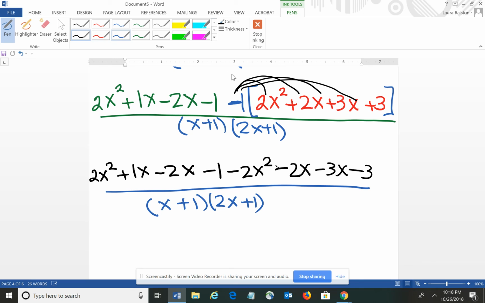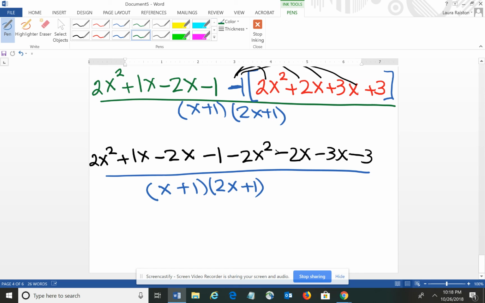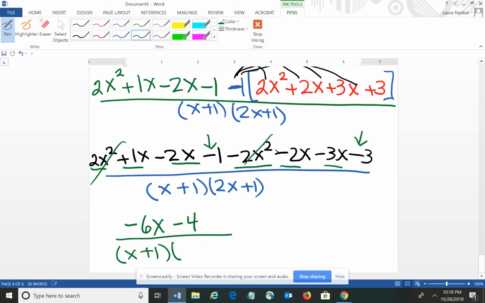And then finally, I'm going to come back and combine the like terms together. So I would have 2x squared minus 2x squared, that zeros out. I have 1 minus 2, which is minus 1, minus 2 is negative 3, minus 3 is negative 6x. Okay, so I've done the x's. And then I have minus 1 minus 3, which is minus 4, over our common denominator of x plus 1, 2x plus 1.